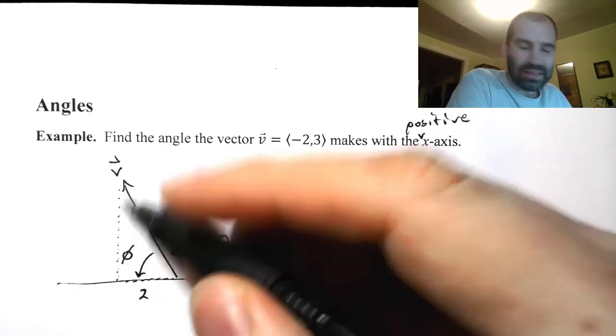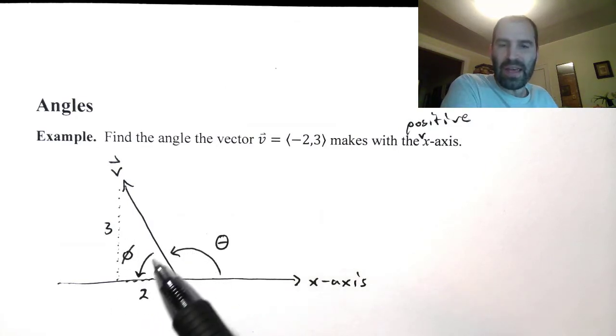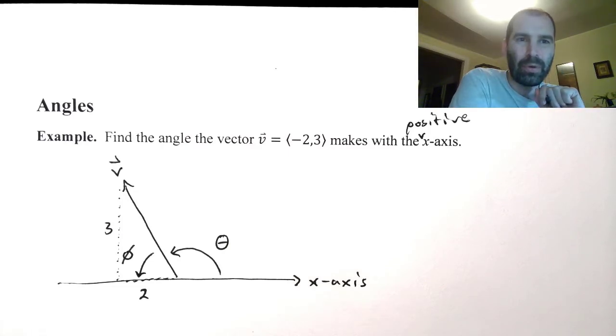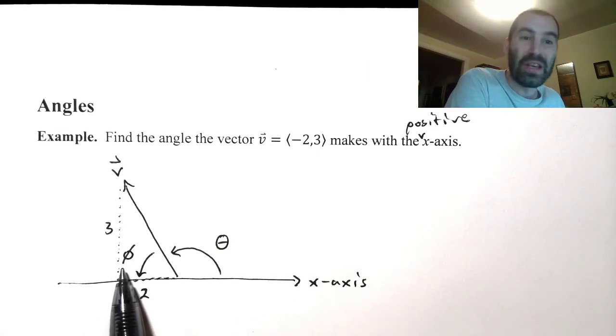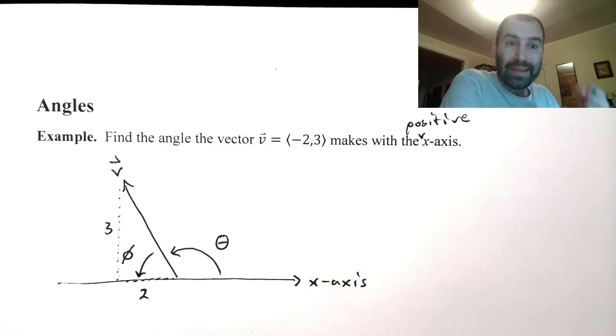And then this distance is 3. So how do I find this angle phi in terms of these side lengths? Well, if you think about trig, and pause the video if you're not sure about it, see if you can come up with what we're about to do next. What trig rule would I use to find phi given these values? Okay, you should have come up with tangent.